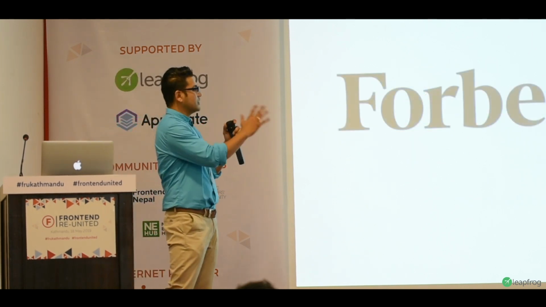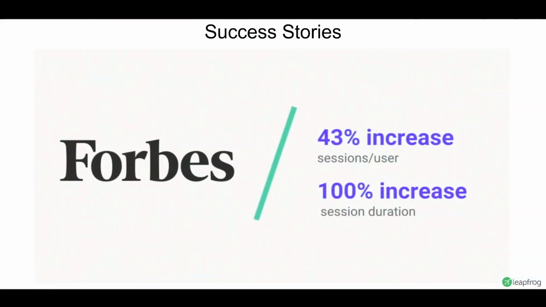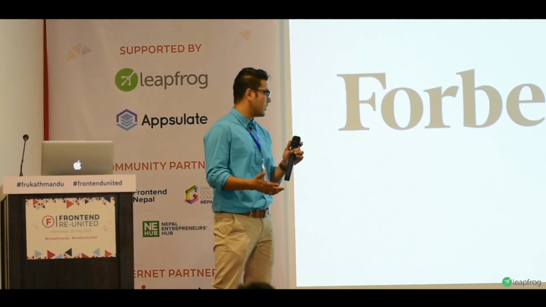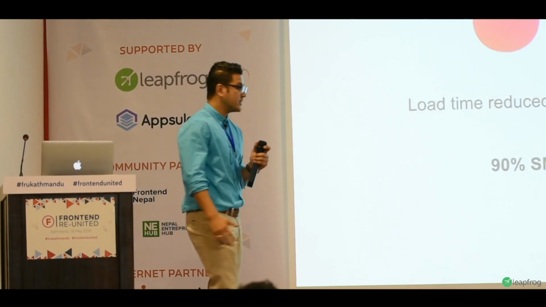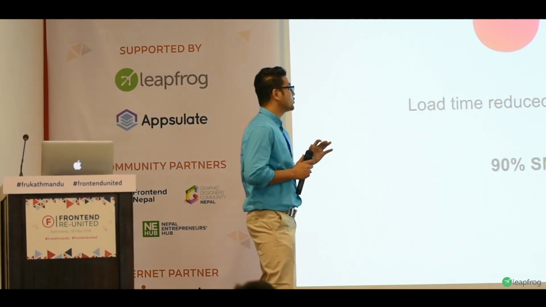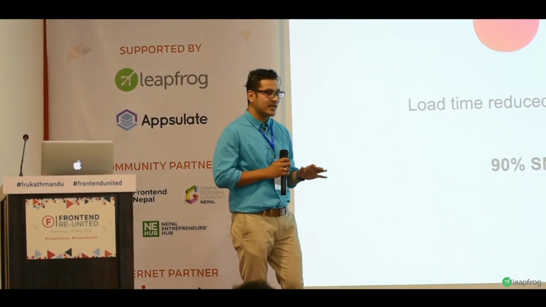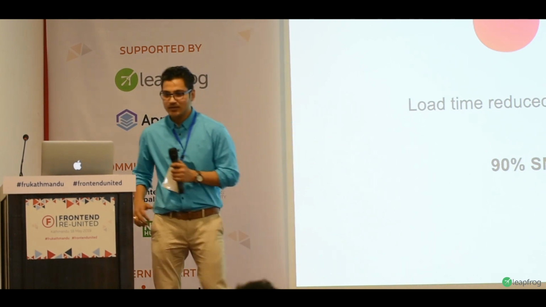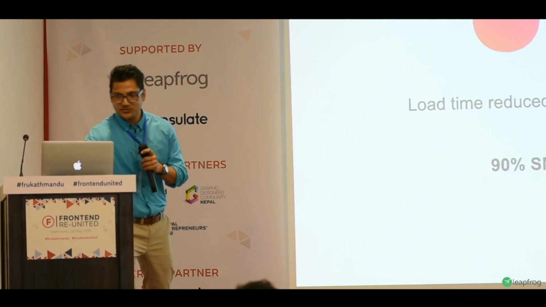So I'll share some of the stats on the success stories. Forbes increased sessions per user by 43%, and 100%, that's almost double the session duration. Tinder, the load time reduced from 12 seconds to just 5 seconds, right? And 90% smaller than the Tinder native app. That's a massive 90% smaller than the Tinder native app, right? So now you can find your date much faster using Tinder, okay?